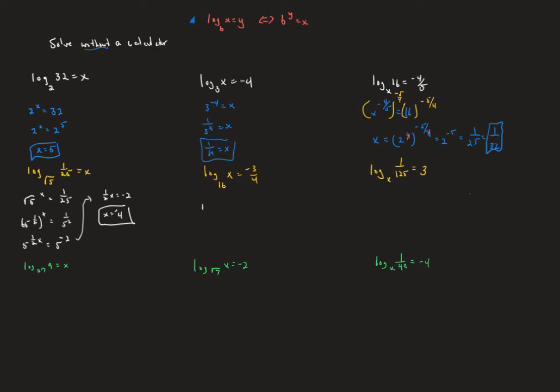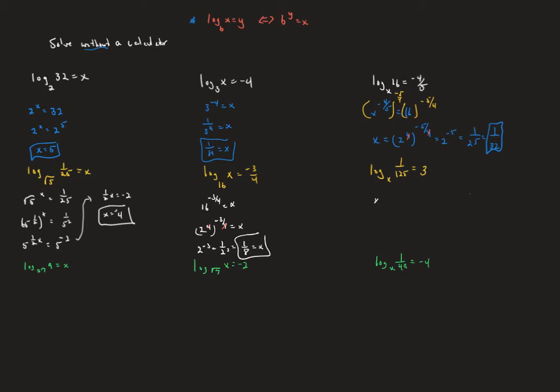The next one, we are going to get 16 to the negative 3/4 is equal to x. And again, you can do this a couple of different ways, but I'm going to write 16 as 2 to the 4th. When you raise a power to a power, we can cancel those denominators. When we multiply them, we'll get 2 to the negative 3, which is 1 over 2 to the 3rd, which is 1/8. And so we're going to get x is equal to 1/8.